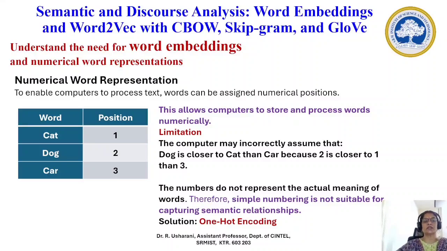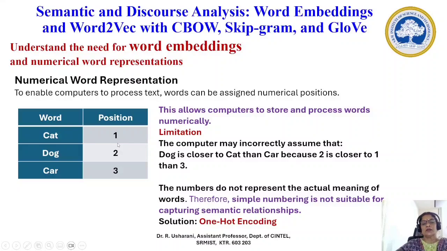Numerical word representation means that to enable computers to process text, words can be assigned numerical positions. Let us consider this example. Words with positions are tabulated in this picture. Here are the three words cat, dog and car. Consider the positions 1, 2, 3. So these positions allow computers to store and process words numerically, not directly as words.